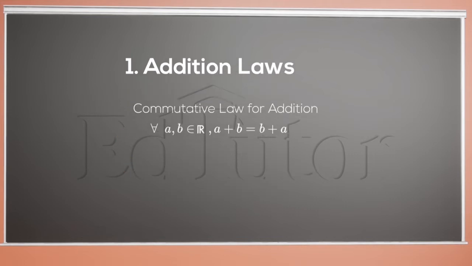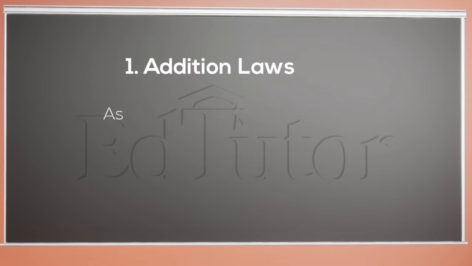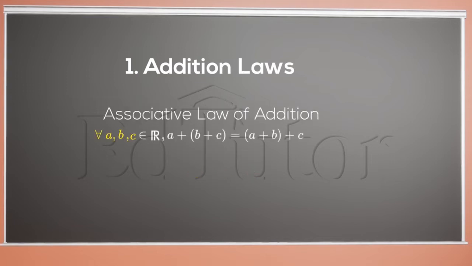The last we discussed was Commutative Law, which said that the order in which we add two real numbers doesn't matter because the sum is the same. What if we have more than two numbers? The Associative Law will help us out here. Let's take an example with 4, 5 and 1.